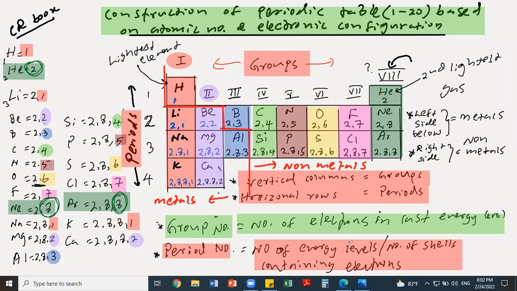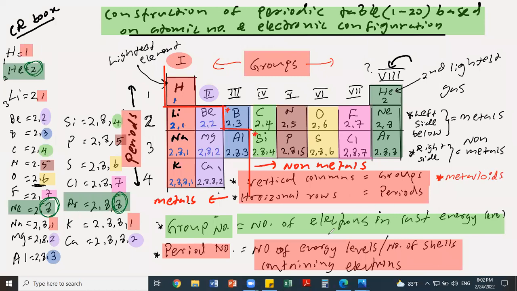I'll put a star for this one. Look at the screen, everyone. I'll put a star for this boron. And for this silicon I'll put a star. Why? Silicon and boron, put a star with a red pen. These two are called metalloids. Metalloids are found in the middle, between metals and non-metals.